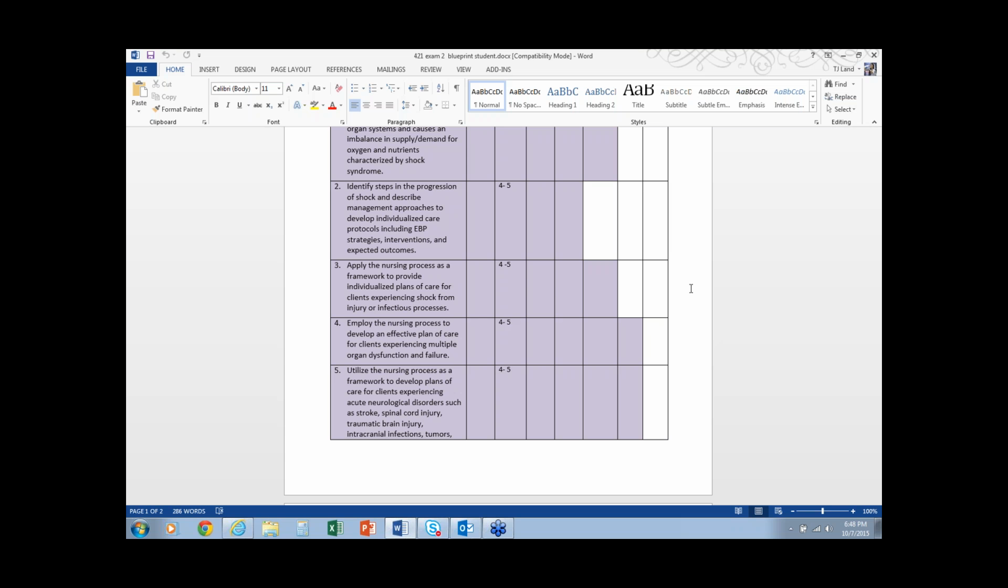So moving to the third objective here is, how do you apply your nursing process, you know, your ADPIE, to provide the appropriate care individualized for this patient experiencing some kind of shock from an injury or even an infectious disease. So the injury might be a stabbing or a gunshot wound, or the infectious disease might be the sepsis shock, okay? Please remember, if we're talking about sepsis, that is not viral. That is bacterial or fungal, okay?